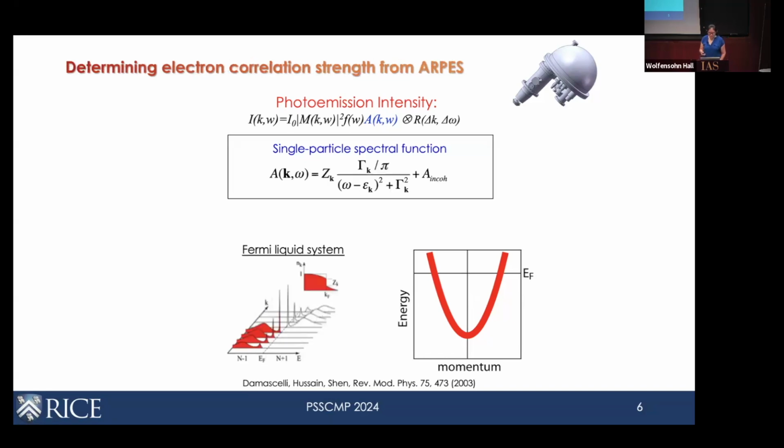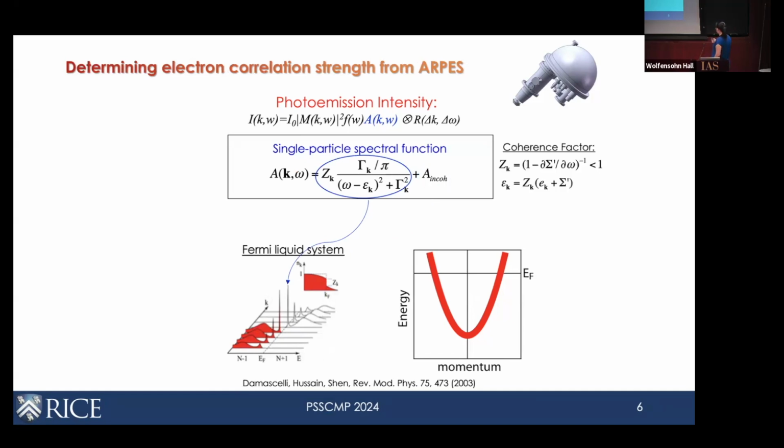And if you start to consider the effect of interactions, such as what you would get from a Fermi liquid system, this A(k, omega) can be rewritten into two terms. There's an incoherent part, which gets pushed to higher binding energy. And then there are still relatively sharp peaks. These are the quasi-particles. And you can see that they're sort of mimicking the non-interacting limit, but with some modifications.